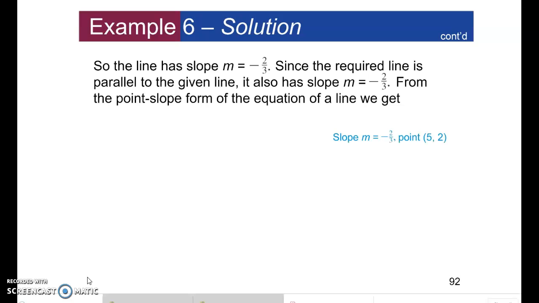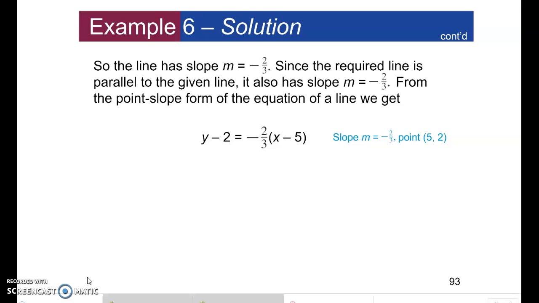I like point-slope form. So y minus y1 equals m times the quantity x minus x1. In this case, m is equal to negative 2/3 because it's parallel to the line we were given on the previous slide. x1 is the x-coordinate of the point on the line, and y1 is the y-coordinate of the point on the line. So notice I have x minus 5 because the x-coordinate on our line was 5, and y minus 2 because the y-coordinate on our line was 2.